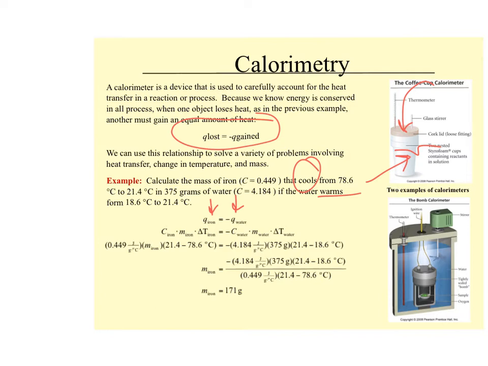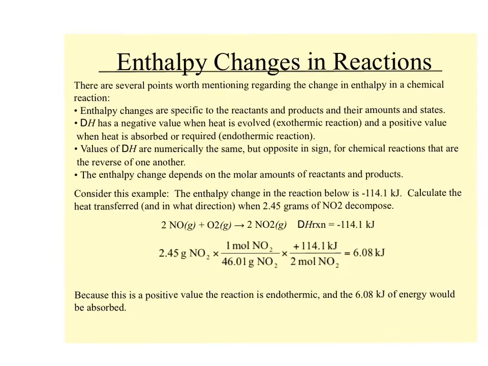Final minus initial. Final is the same for both. That's important to recognize, right? Plug all of it in, solve, and you get this 171 grams of iron.